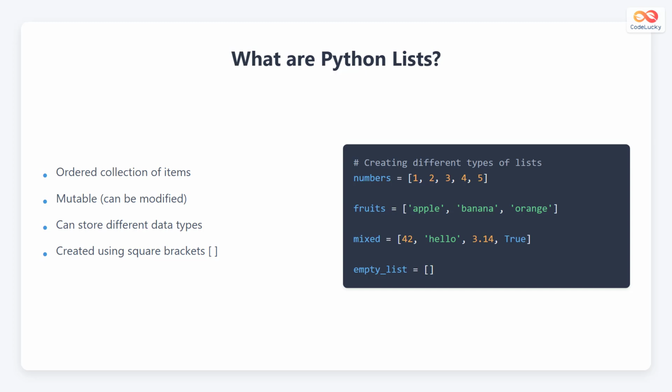The code on the right shows examples of creating different types of lists. The first one creates a list of numbers. The second one creates a list of strings representing fruits. The third one creates a list with mixed data types including an integer, a string, a floating point number, and a Boolean value. Finally, the last one creates an empty list.